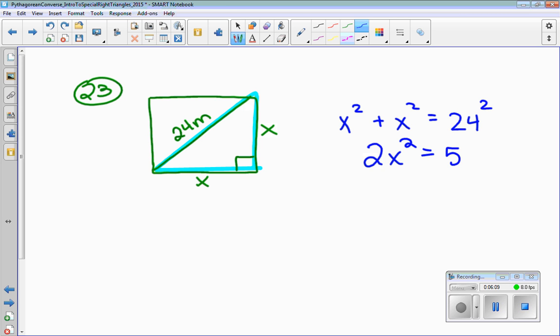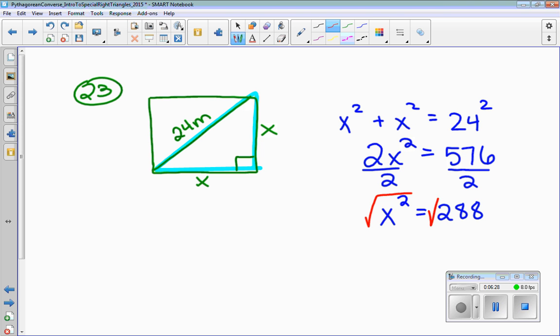576? Okay. Now, before I can take the square root of both sides, what do I have to get rid of first? And how do I do that? Divide by 2. So what's 576 divided by 2? So at this point, my squared term is by itself. So I'm just going to take the square root of both sides. I would like it if we could go ahead and leave my answer in radical form.